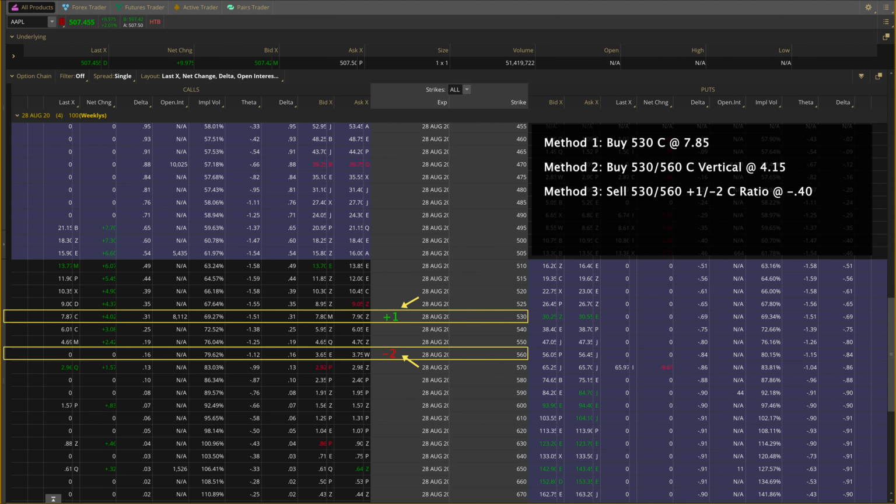So this structure costed a total of 40-cent debit when I got in, which is already much less than the 530-560 call vertical outright, and of course way less than the naked long call by itself. So you could see with my choice, if Apple tanks or goes sideways and does nothing, then I lose a smaller debit than I would have if I had chosen to go with the first two structures that I talked about, because my debit is 40 cents compared to $4.15 or even worse, $7.85.